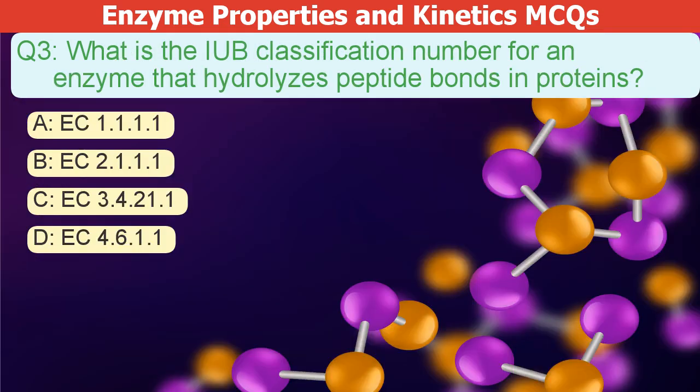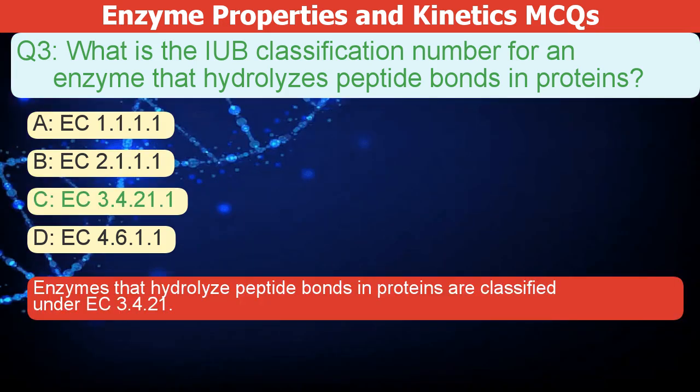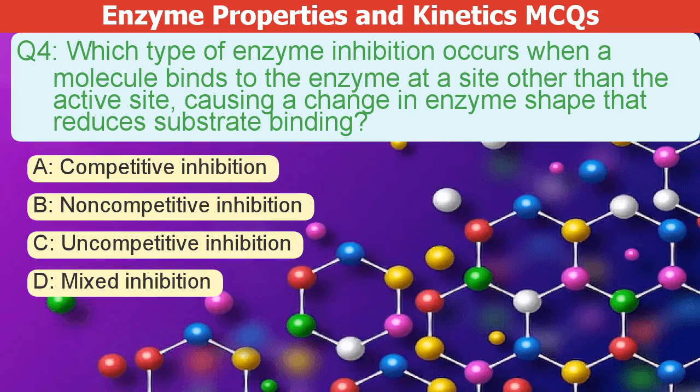What is the IUB classification number for an enzyme that hydrolyzes peptide bonds in proteins? A. 3.4.21.1. B. 2.1.1.1. C. 1.1.1.1. D. 4.6.1.1. The correct answer is C. Enzymes that hydrolyze peptide bonds in proteins are classified under 3.4.21.